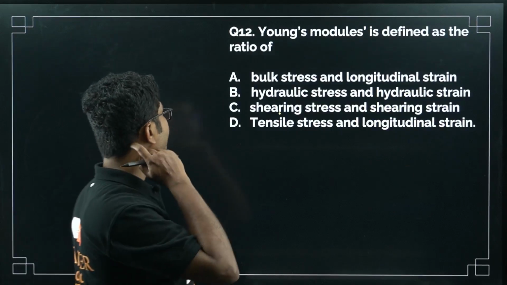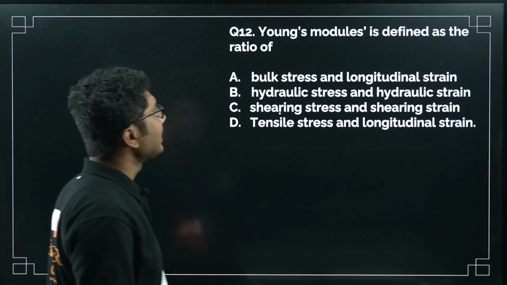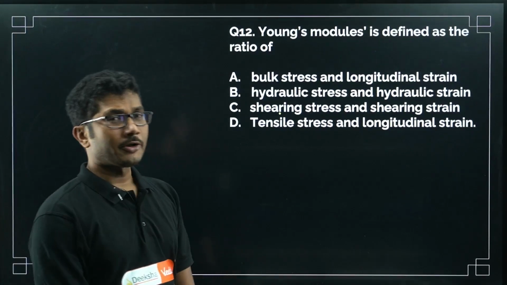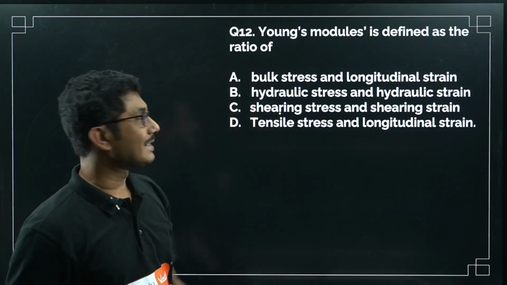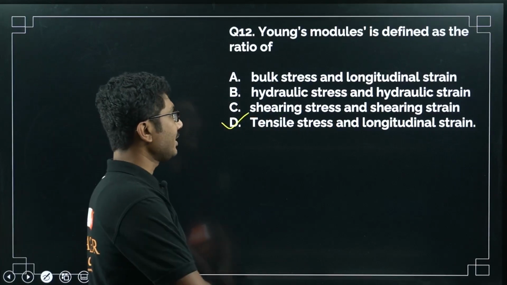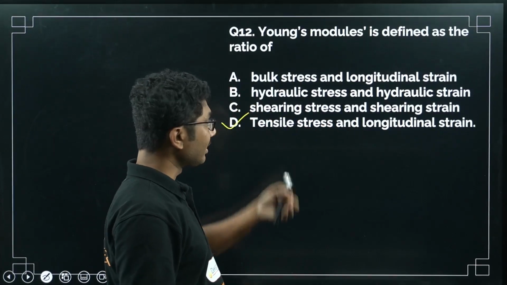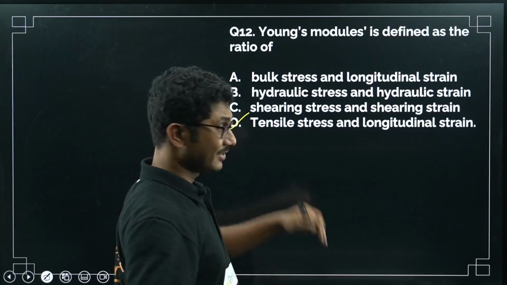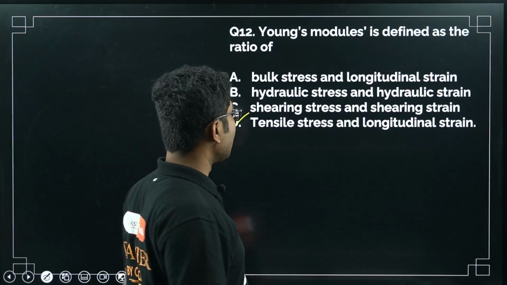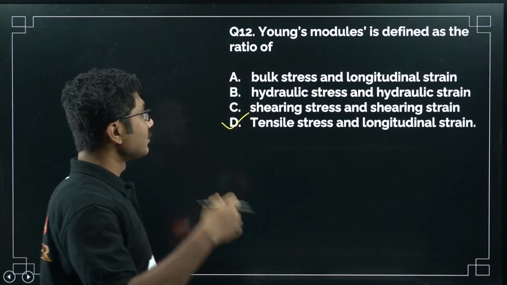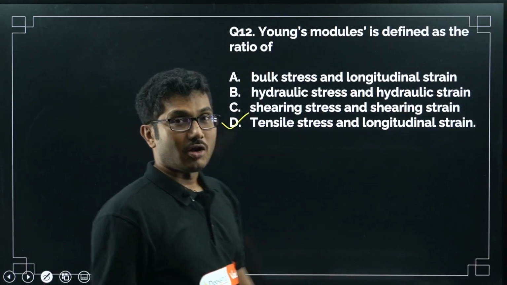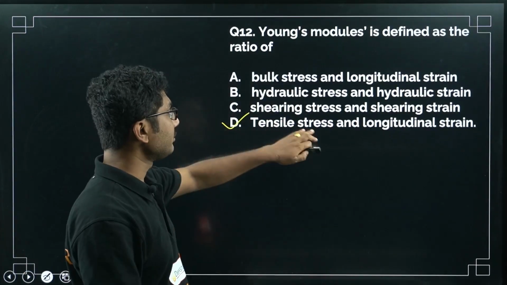Now question number 12. Young's modulus is defined as the ratio of, so what is the definition of Young's modulus? Young's modulus is tensile stress divided by tensile strain, or longitudinal strain. Bulk stress is obviously bulk modulus, hydraulic is also bulk modulus, and shearing stress by shearing strain is shearing modulus. So these are all different moduli, only tensile stress by longitudinal strain is Young's modulus. So this is the correct answer.